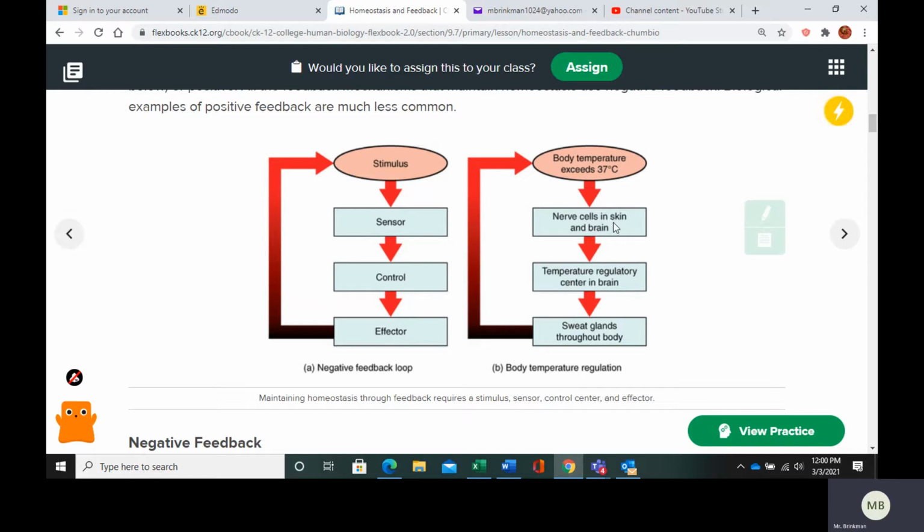Our nerve cells in the skin and the brain are going to sense that our body is too warm. They are going to send that information to the temperature regulatory center in the brain. Once that information gets to the brain, it is going to send the signal to sweat glands throughout the body, and we are going to sweat. And as you know, sweat is what helps us cool down.